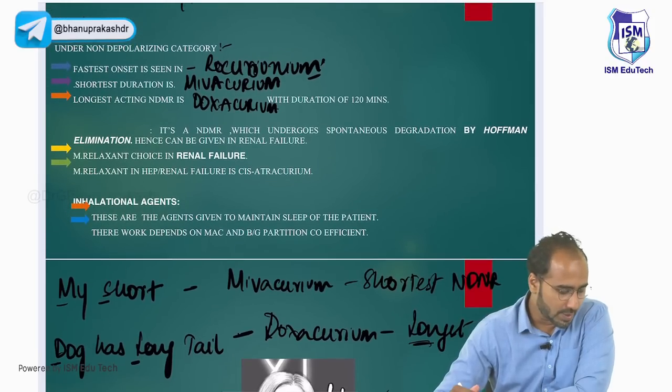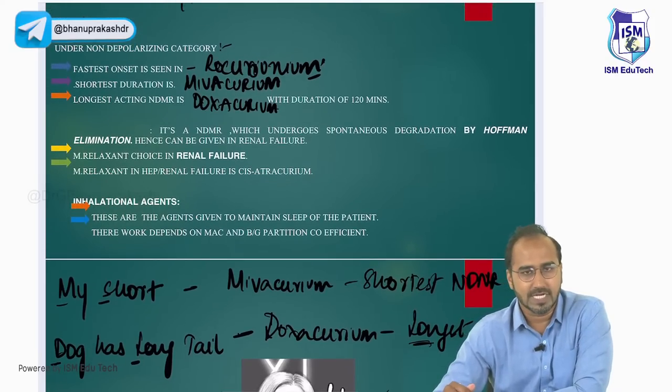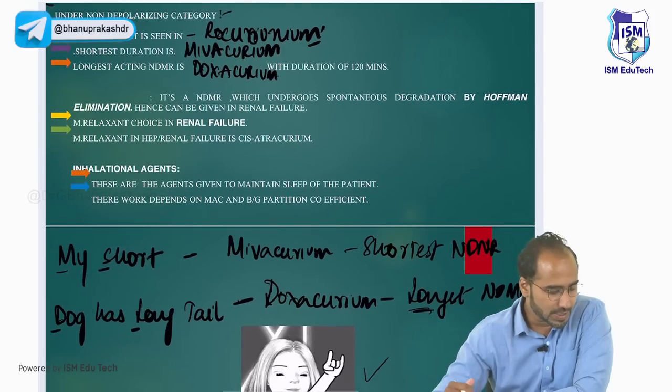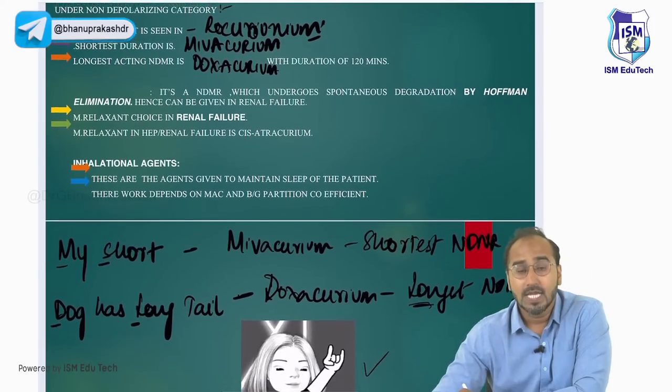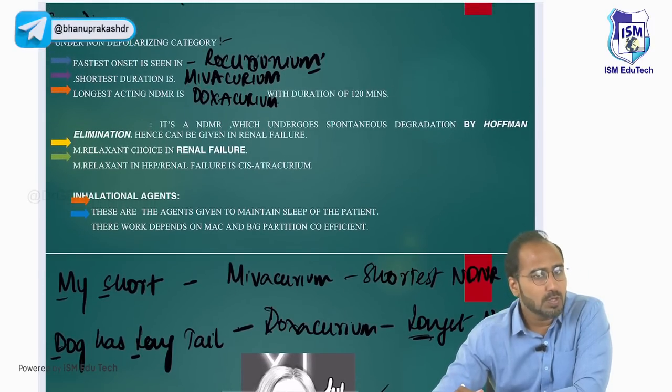Next. So we are discussing the non-depolarizing muscle relaxants. We know the shortest and the longest acting. Now we need to know about the other muscle relaxants. Remember, guys, whenever you take any drug, that drug gets metabolized in the liver and gets excreted through the kidneys. But there are two muscle relaxants that are neither metabolized in the liver nor excreted through the kidneys. They bypass the liver and kidney.